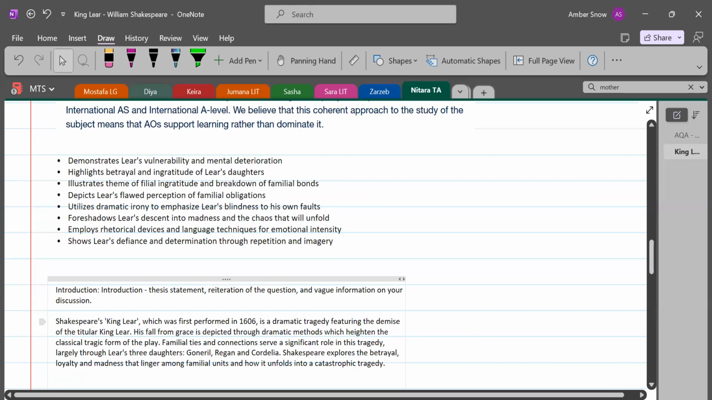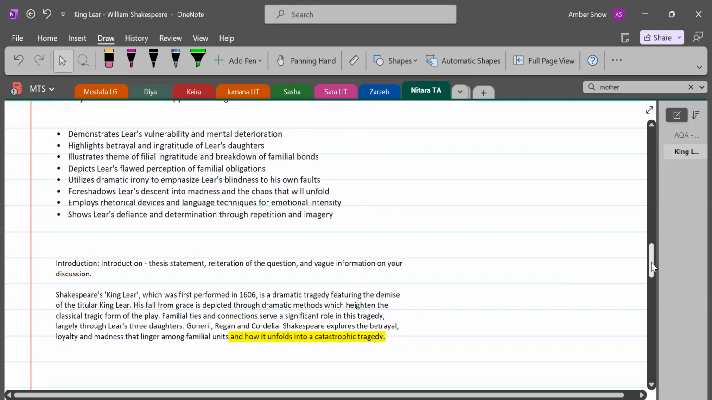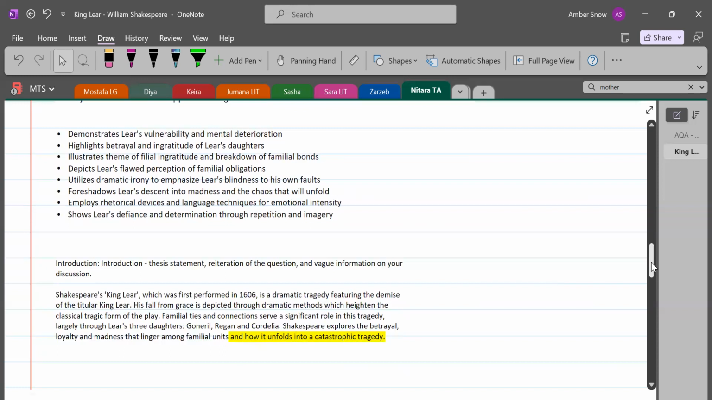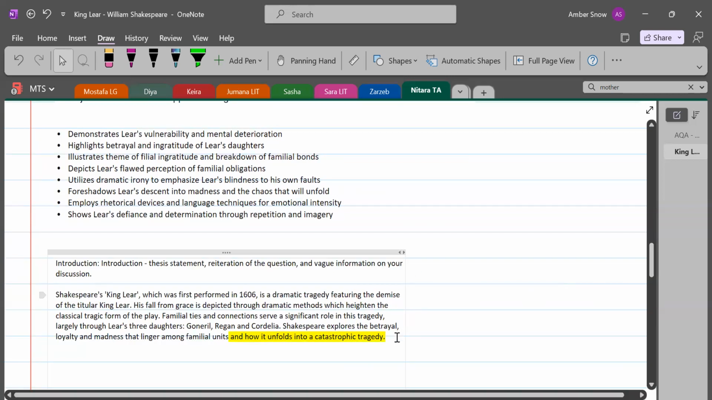So I've just added this one part for you to tie in the question and how it is significant to the tragedy as a conclusion to your introduction. Otherwise, I think it's a really nicely written introduction. I don't want to change anything. I think it's quite detailed, so good job. Thank you, Miss. No problem.